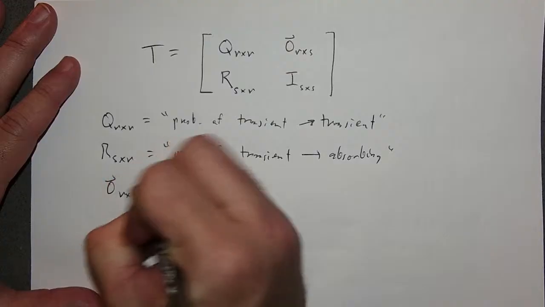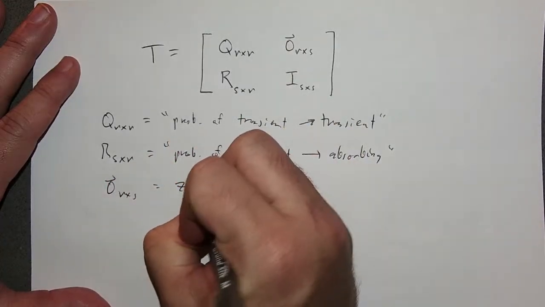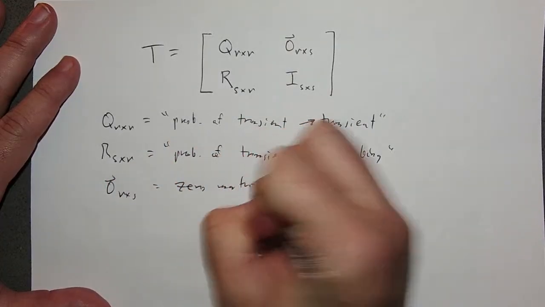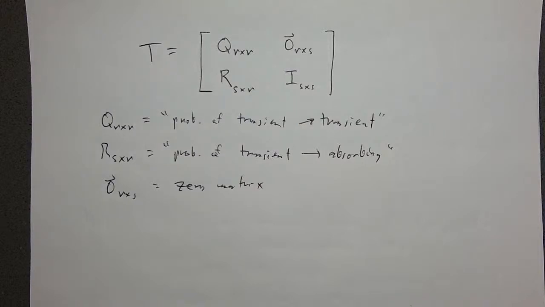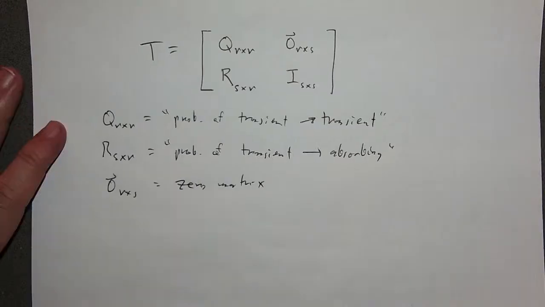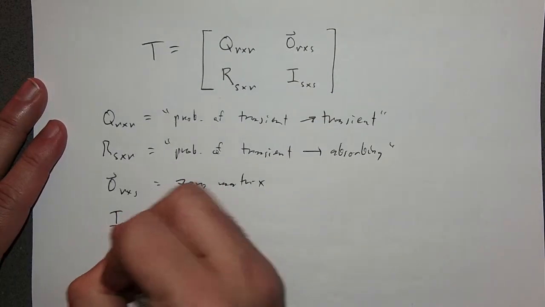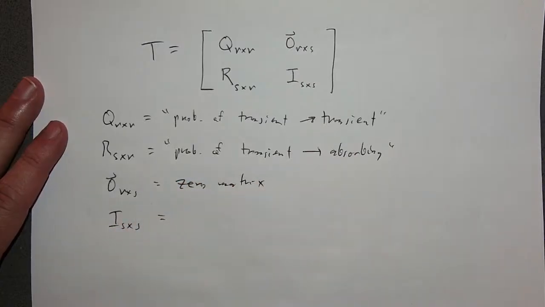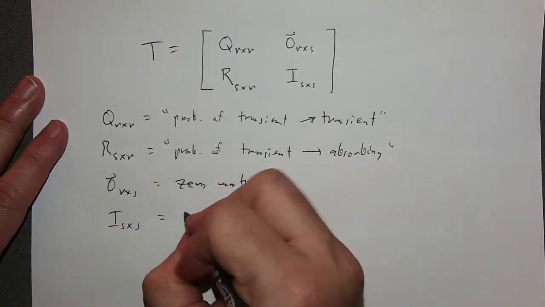This is a zero matrix. That's R by S in size. Why are they zeros? Because these zeros represent the probabilities of moving from an absorbing state to a transient state, which are all zero because you cannot move from an absorbing state to a transient state, right? And then this is the S by S identity matrix.